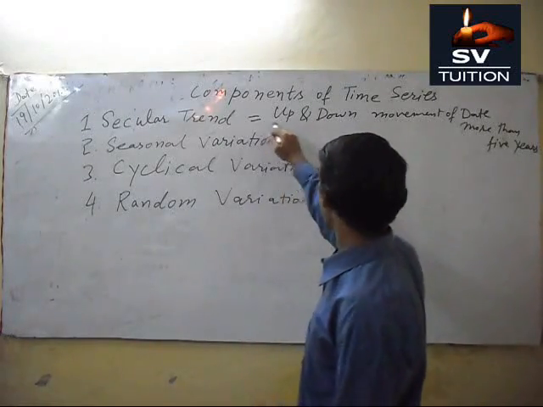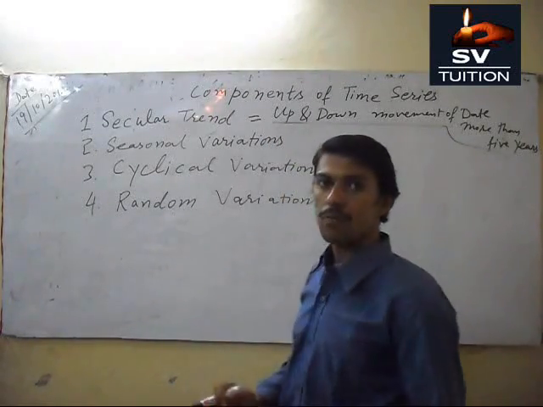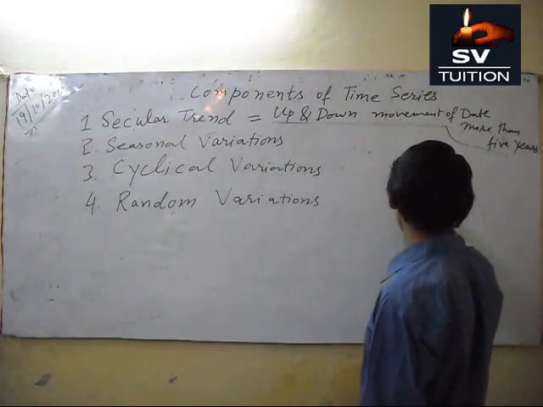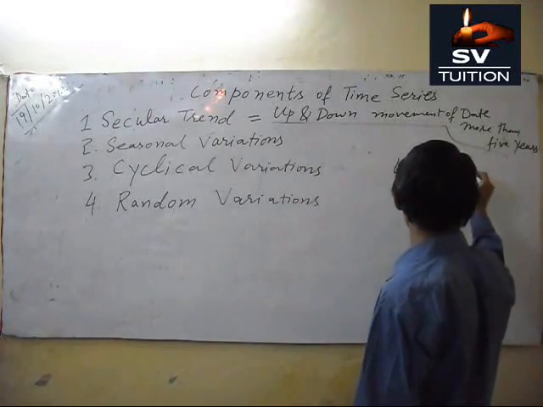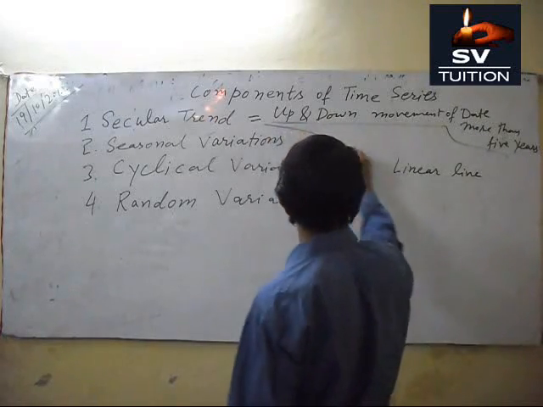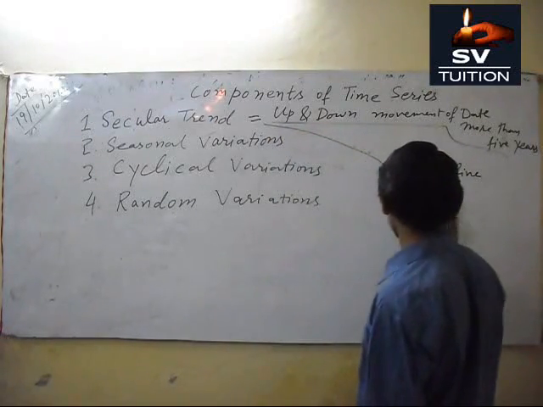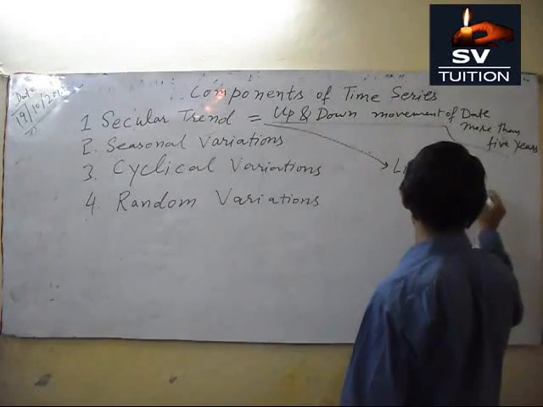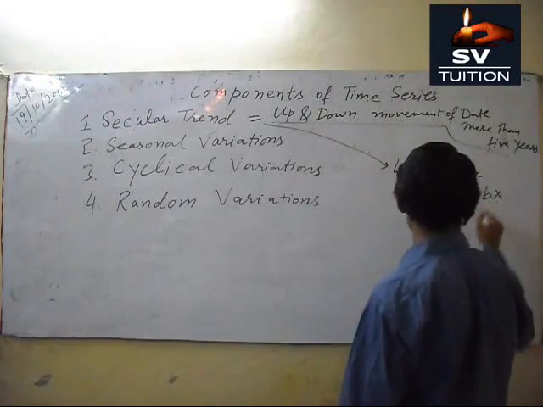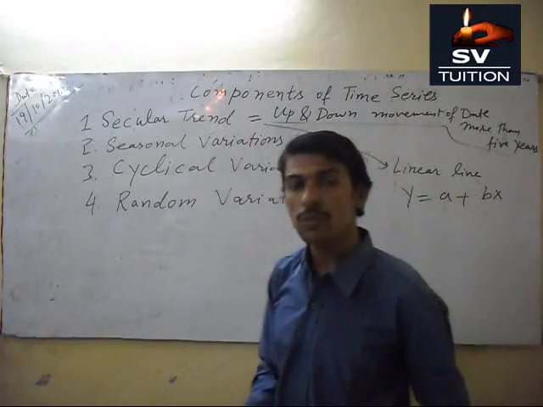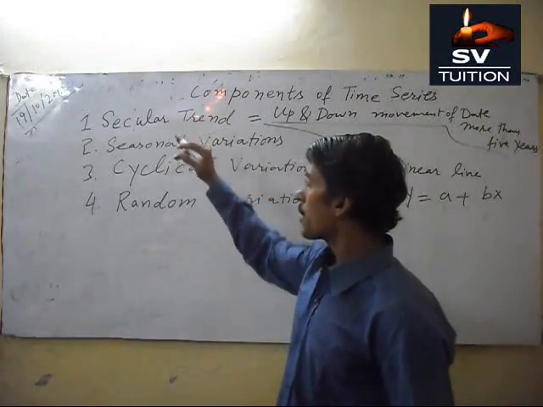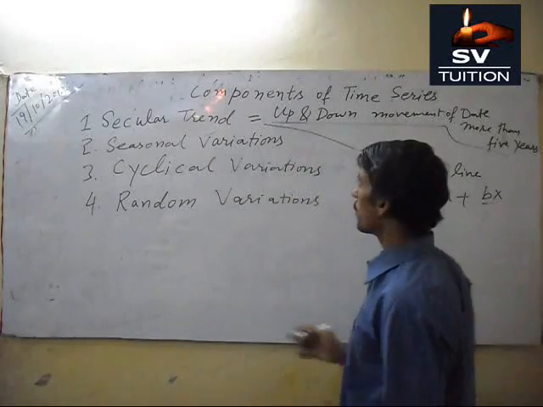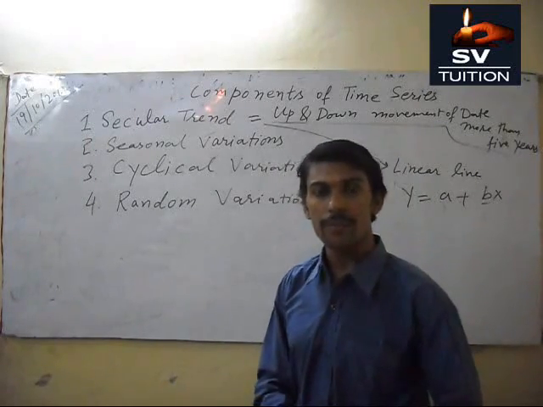And if we show this in the graph, this is called a linear line, which we can show mathematically. Y is equal to A plus BX. If B is positive, secular trend will be positive. If B is negative, the trend will be negative.